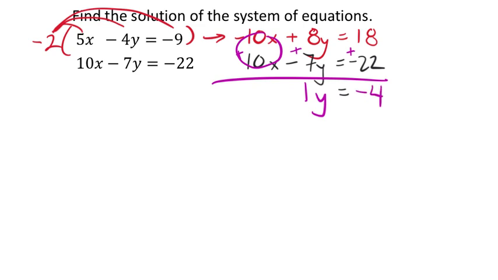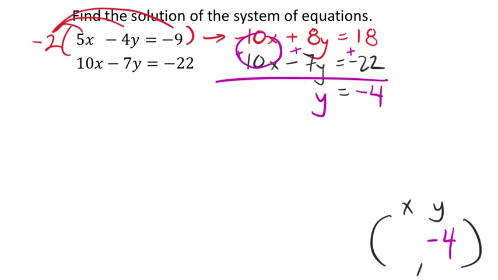Now this is solved because the coefficient of y is 1, meaning that in our ordered pair solution, we now have a y value. So it's always x and y. We just found the y value is -4. So as part of our solution, we have the -4 y value. We are just missing the x value.